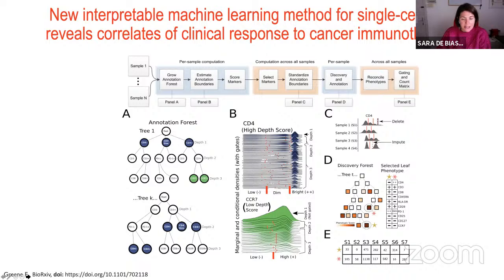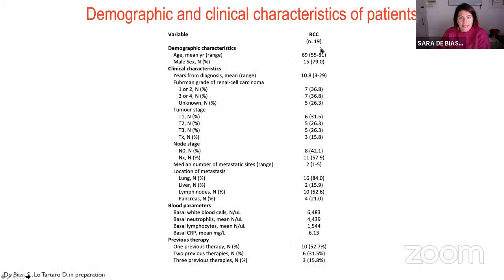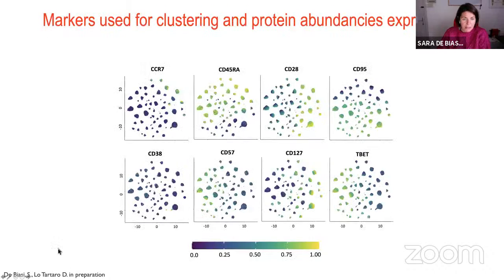So we applied this method to 19 patients with renal cell carcinoma. Here are all the clinical characteristics. This paper is unpublished. We are still preparing the draft, so this data is really, really new. And these are the markers used for the clustering and protein abundance expression. We used a 28-color panel, and all of the markers were really important to identify the populations of interest.